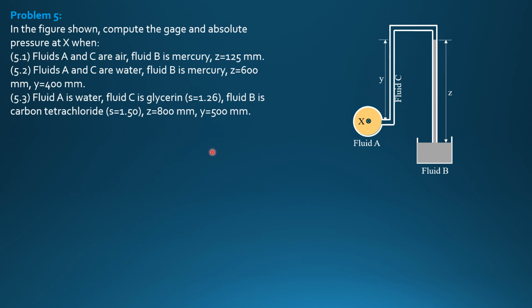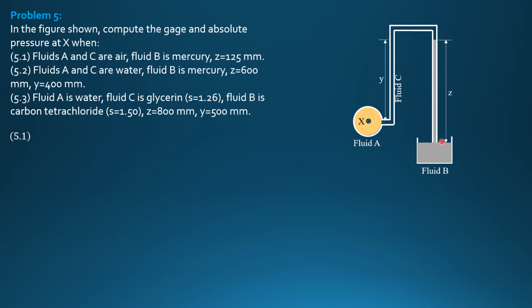So for the first case, fluids A and C air, the pressure here is 0. We go up, so the pressure anywhere in the airspace is the same. Therefore, it is expected to be negative. Beginning here, we sum up pressure at this surface, 0.